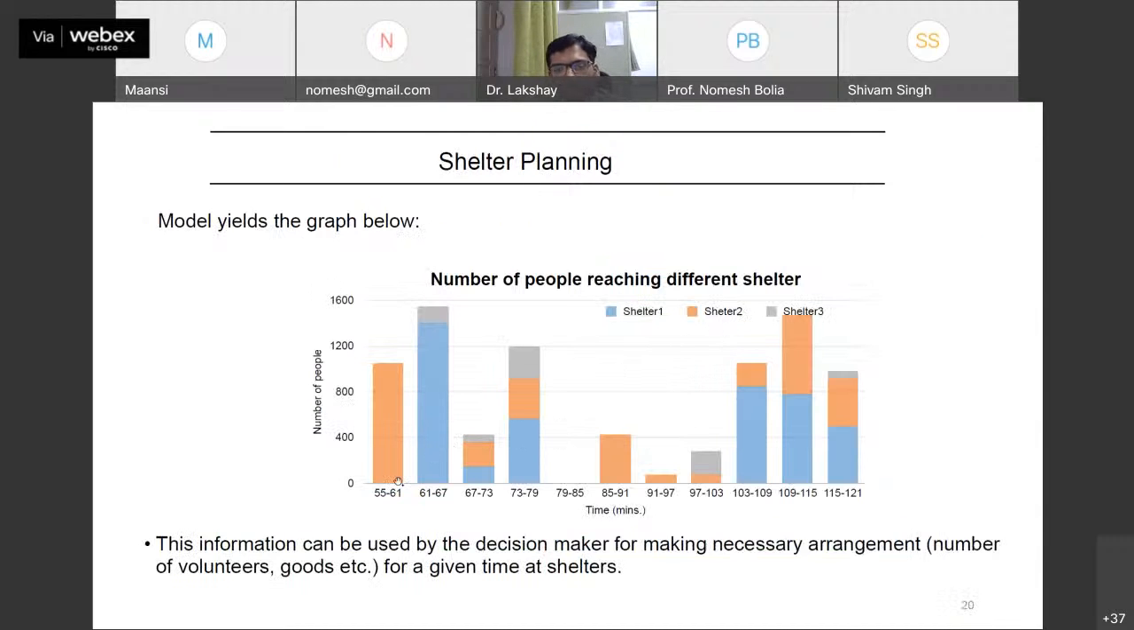It will tell you at each time how many people will reach which particular shelter. So this can also help in volunteer management, where you can say what resources are required at different shelters and at what time they will reach that shelter.